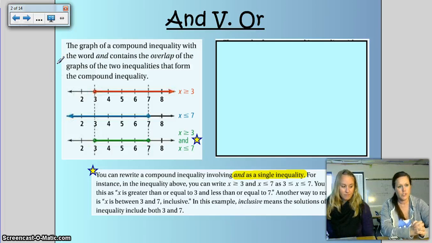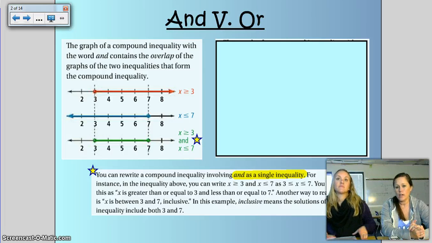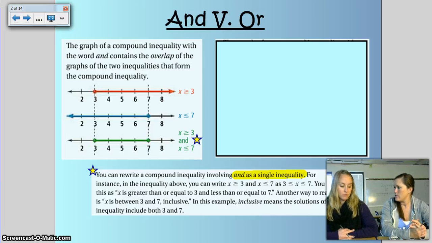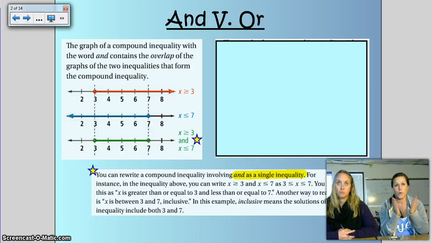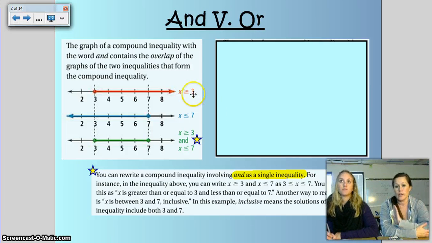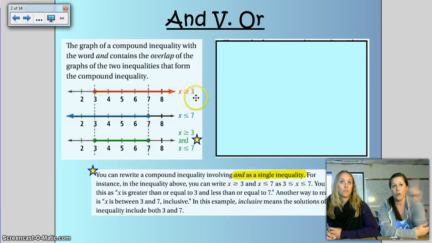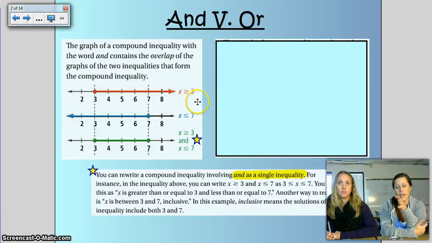And versus or. What you see on the left side of the screen is called an "and." What that means is you have values of x that apply to two totally different inequalities. For example, x is greater than or equal to 3. If you graph that, it would look like the red line: 3, 4, 5, 6, 7, 8. Now, focus on the blue line. That is x is less than or equal to 7.